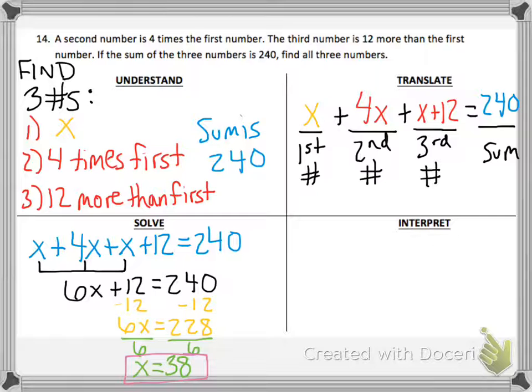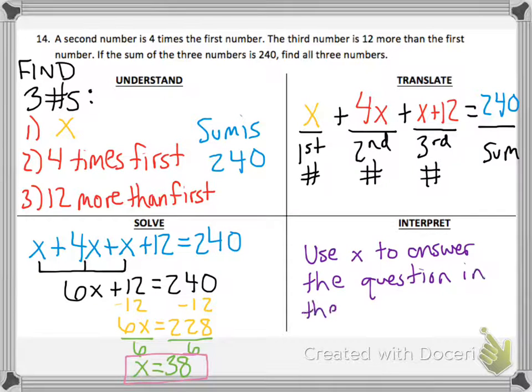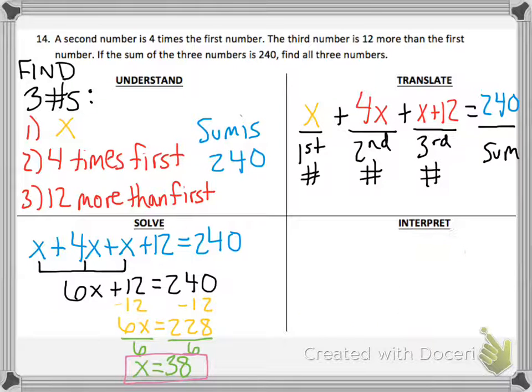I'm not quite done yet. My interpret step wants me to use x to answer our final question. So again, we were supposed to find three numbers. We haven't yet found three numbers, so we need to plug x into each of our numbers and figure out what the three numbers are going to be.